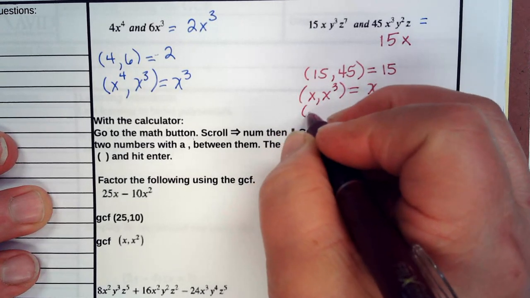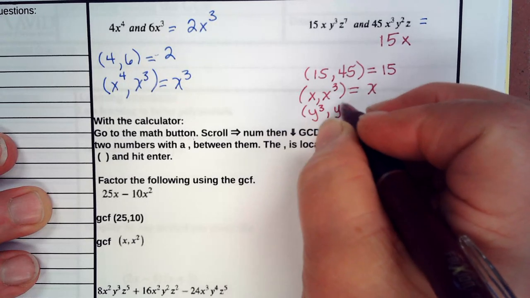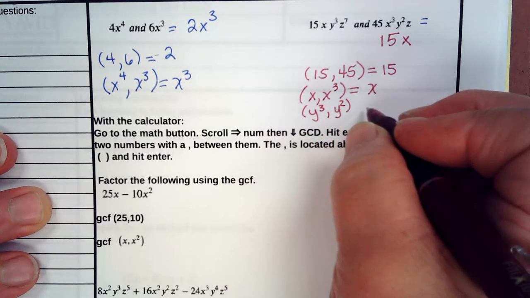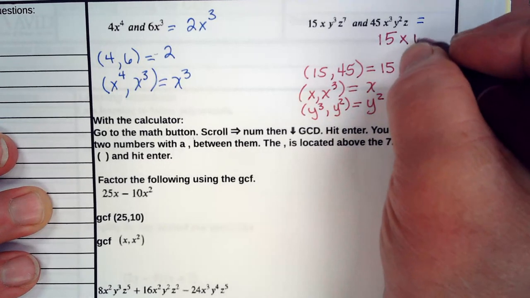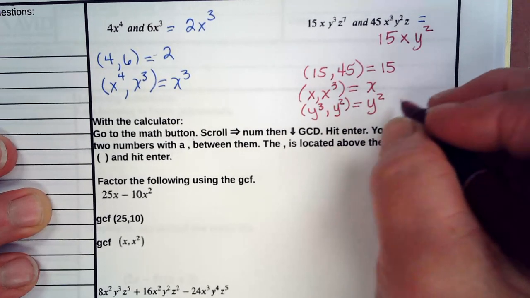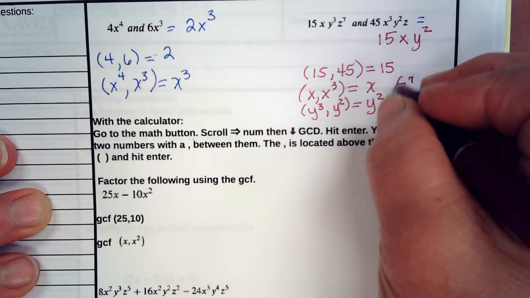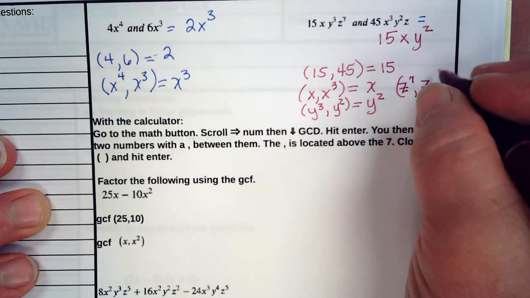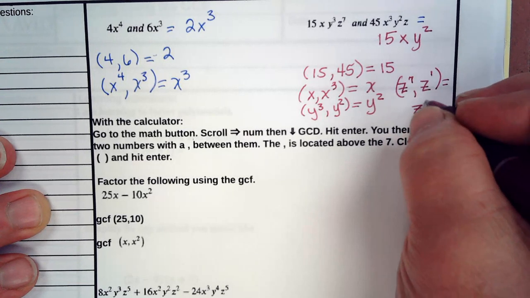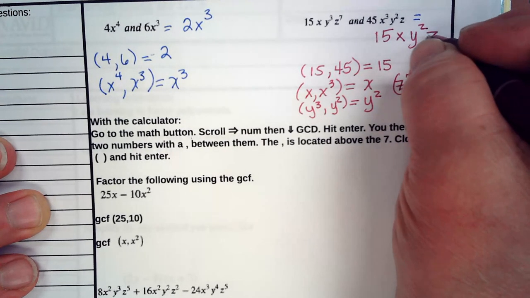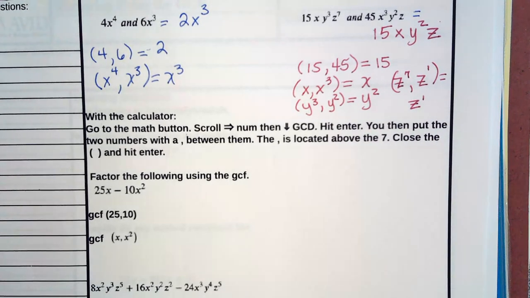We've got y to the 3rd, and we've got y squared. What is our smallest exponent? 2. We have z to the 7th, and we have z to the 1st. What's the smallest? Well, z to the 1st. We won't put the 1 down because it's understood to be there.